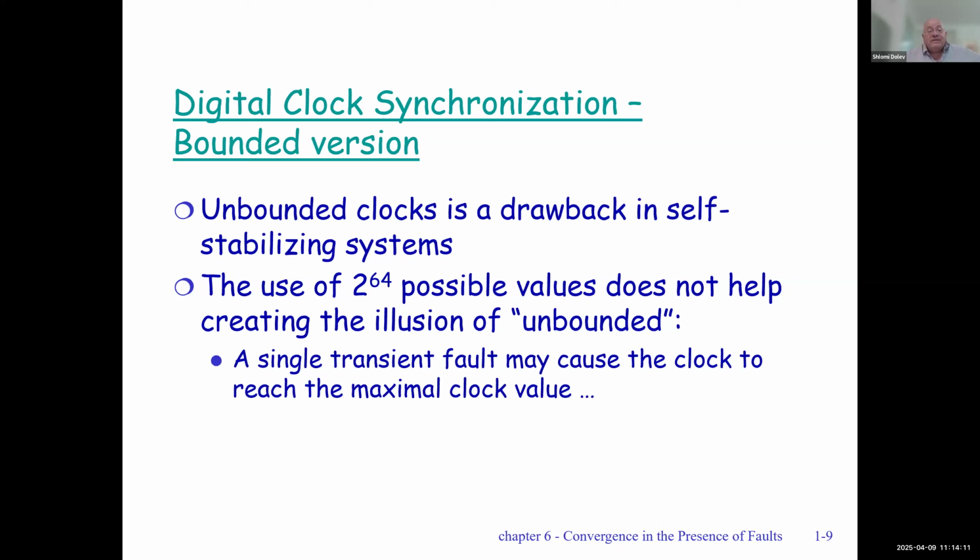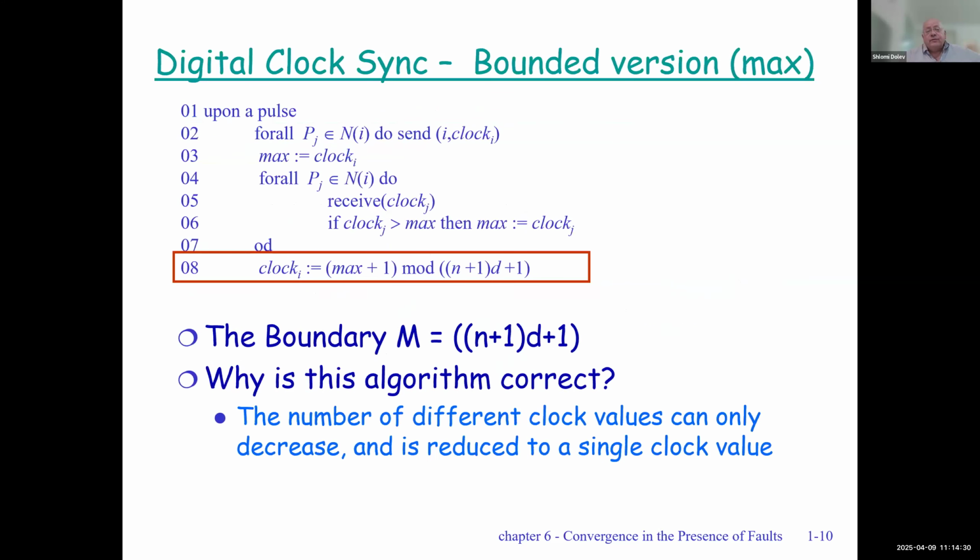what is the source of this fault, but this happened. You don't ever want to be stuck. You really want to recover. So we must define what will happen if the value is already at the upper bound, because we don't have a system with an unbounded number of bits. So let's do modulo. This seems like a good idea. Instead of just max, let's have max plus 1 mod n plus 1 d plus 1. And why this value, I will tell you in a minute.